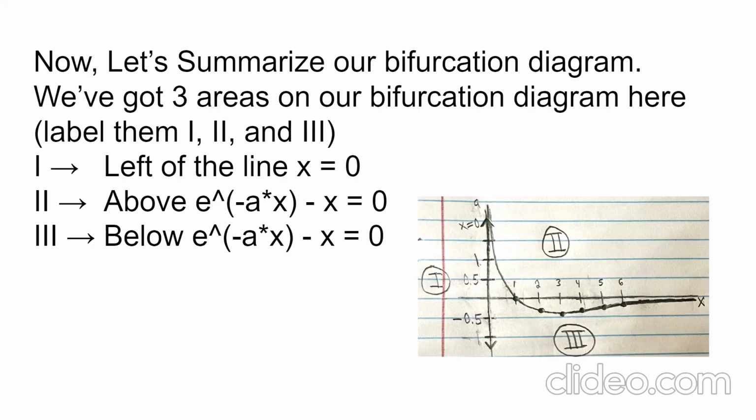So now that we have plotted our bifurcation diagram, we have 3 areas here labeled 1, 2, and 3 on our bifurcation diagram, which is plotted to the right. And now we have to figure out whether or not they are stable and whether or not they are positive or negative. So area 1 is to the left of the line x equals 0, which was our first equilibrium solution. Area 2 is above our second equilibrium solution, e to the power of minus a times x minus x equals 0. And then area 3 is below that second equilibrium solution.